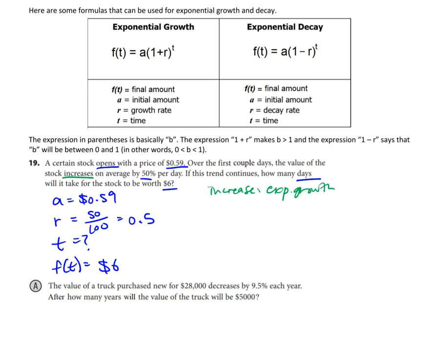So now we have 6 equals 0.59 times (1 plus 0.5) raised to the power of t. Let's add 1 plus 0.5, so this is going to be 1.5 raised to the t. Now you might look at this and wonder how we solve this kind of thing. In order to solve this algebraically, I would have to teach you about logarithms, but we haven't even gotten there yet.